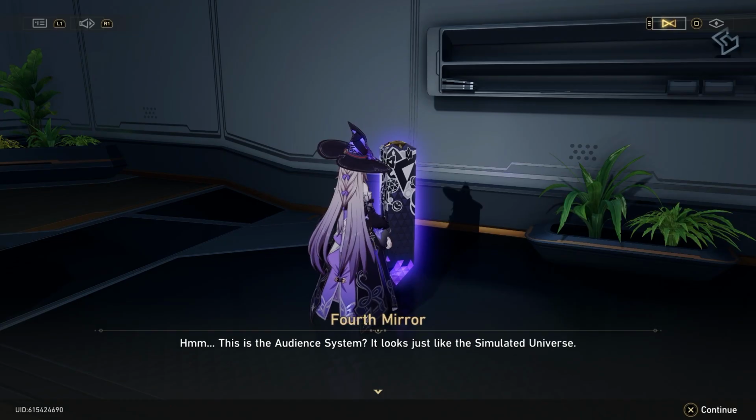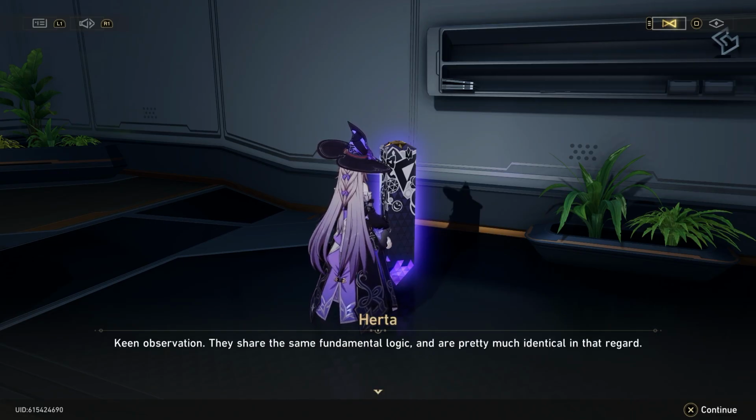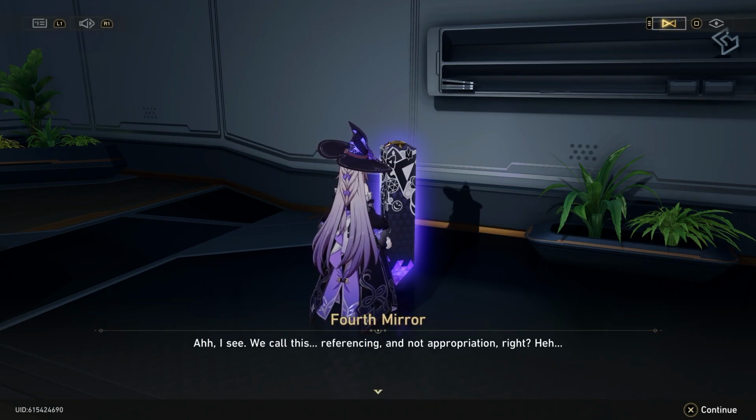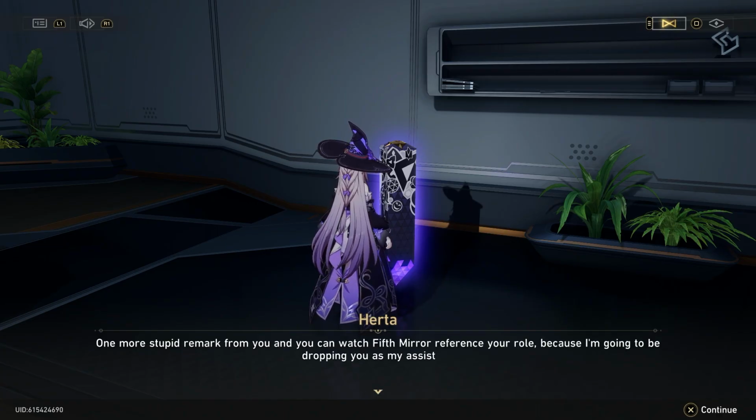This is the audience system? Hi, it looks just like the simulated universe. Keen observation. They share the same fundamental logic and are pretty much identical in that regard. Ah, I see. We call this referencing and not appropriation, right? One more stupid remark from you, and you can watch Fifth Mirror reference your role because I'm going to be dropping you as my assistant.